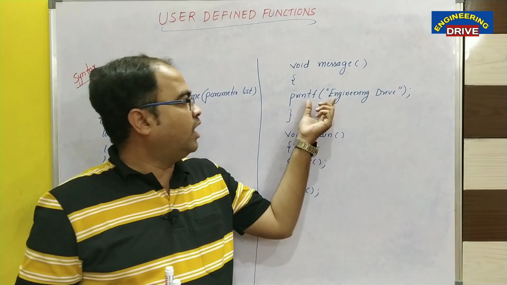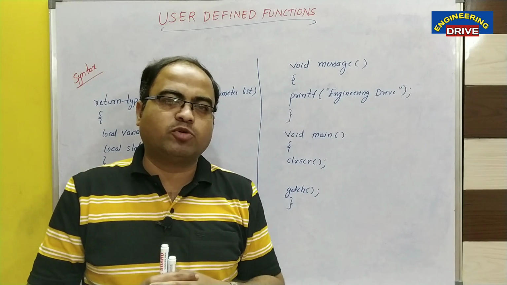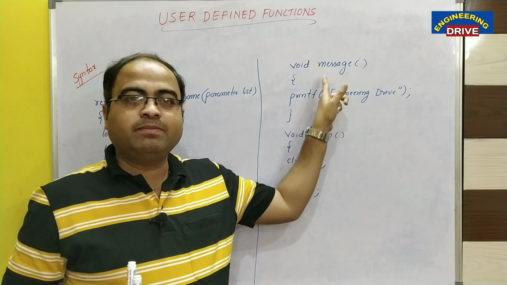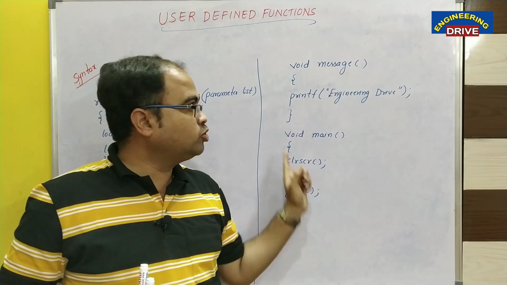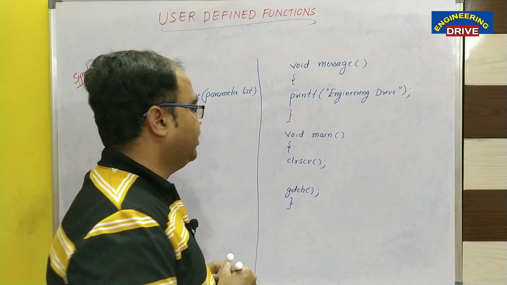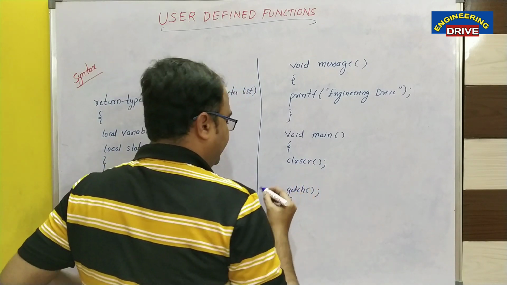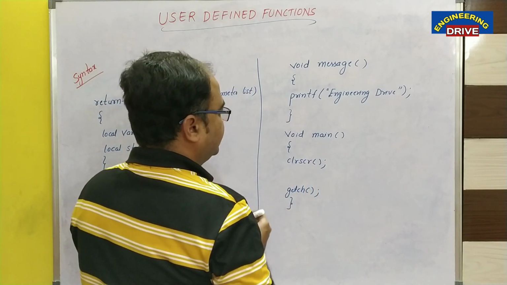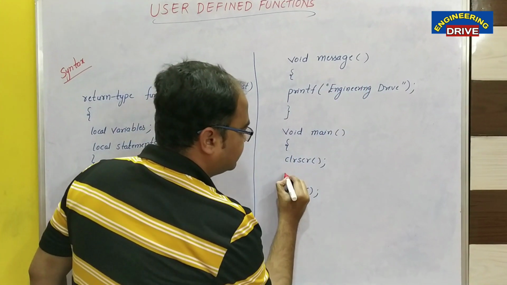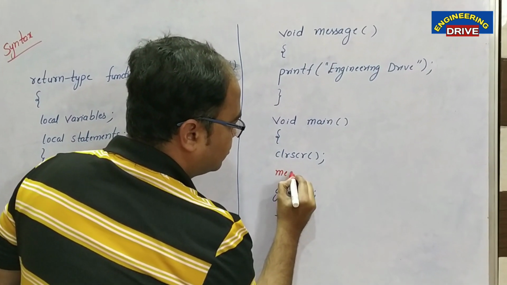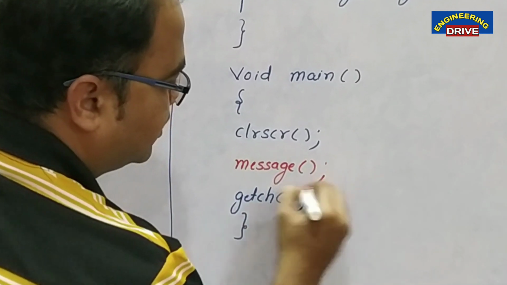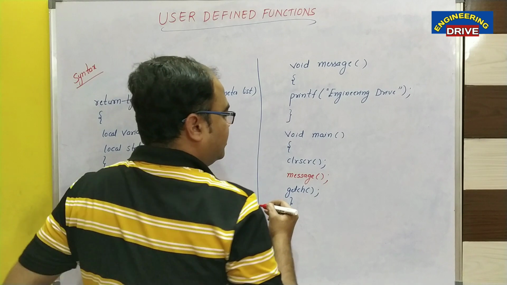Sir, why sir? Already engineering drive should display as the output. No. The reason is we need to call this user defined function message. Main function should call this user defined function message. How is it possible? We need to make use of one step here. The step name is calling the user defined function. So what is the name of our user defined function? Message. Message semicolon. Is it right?